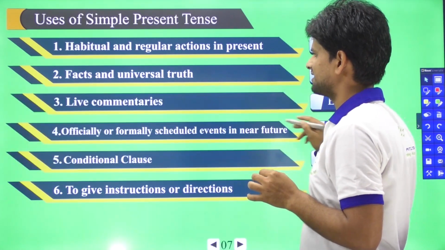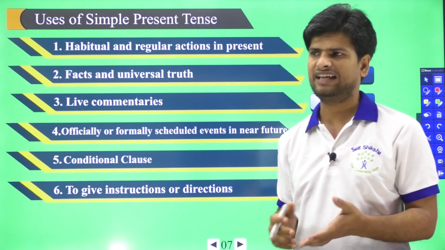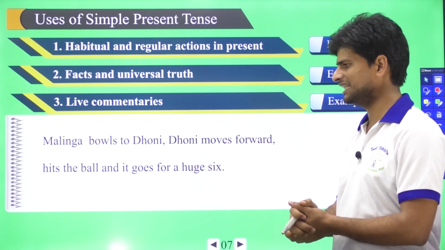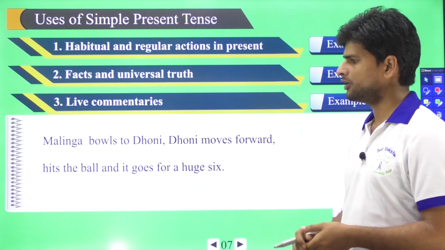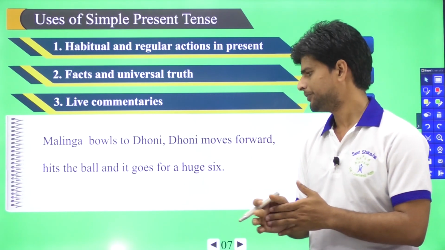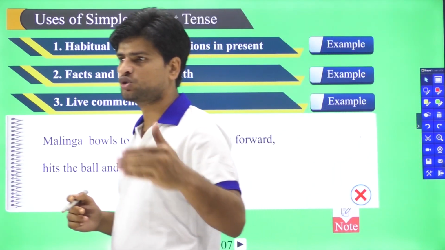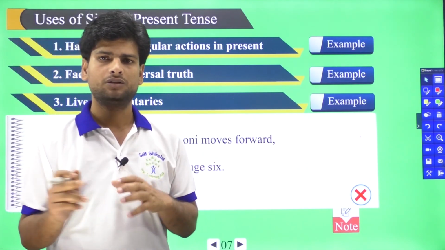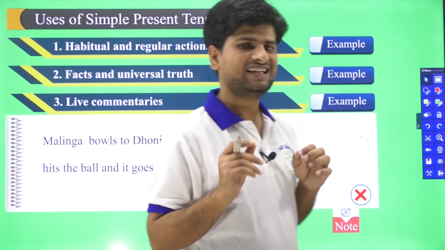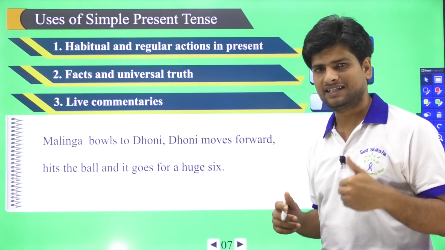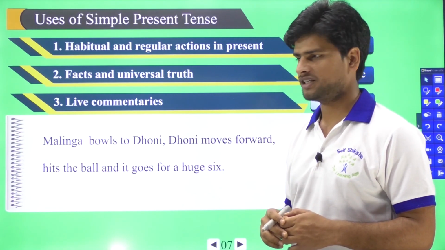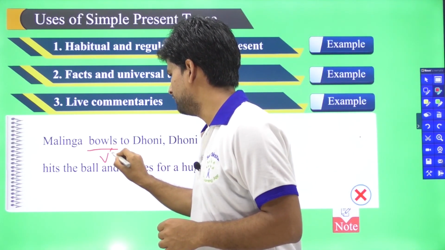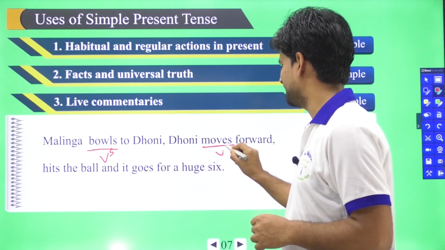So now the next thing is live commentaries. For example, if you remember the World Cup match, this is the commentary: Malinga balls to Dhoni. Dhoni moves forward, hits the ball, and it goes for a huge 6. Even the action is going on, वो action चल रहा है. Malinga balls to Dhoni. Malinga is running, ठीक है, and he is bowling to Dhoni, but it is kept or written as well as spoken in the simple present structure. Malinga balls to Dhoni. Here you can identify the verb form, that is balls, V5. Dhoni moves forward, here V5.